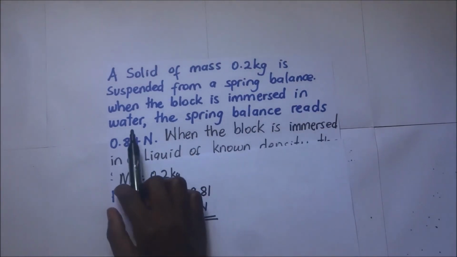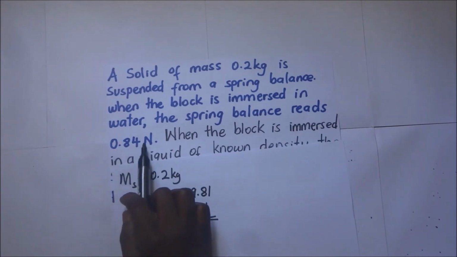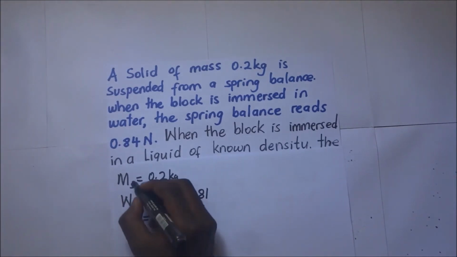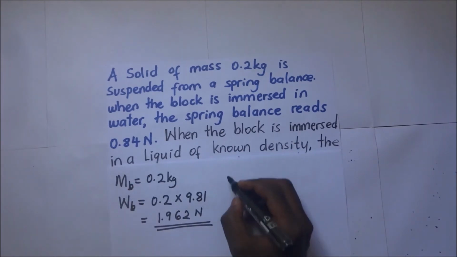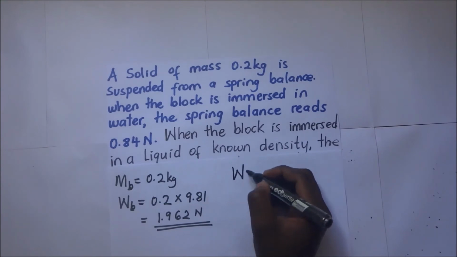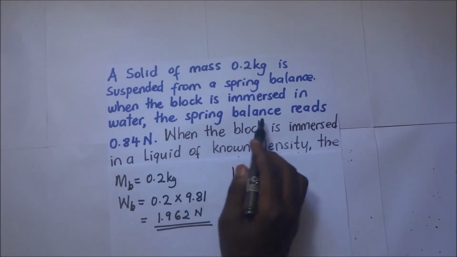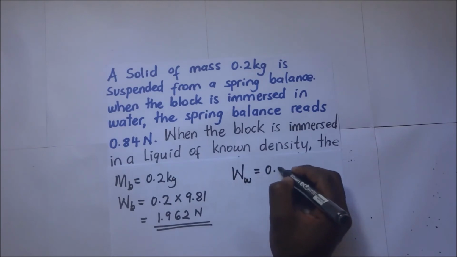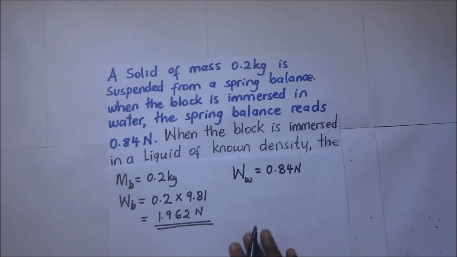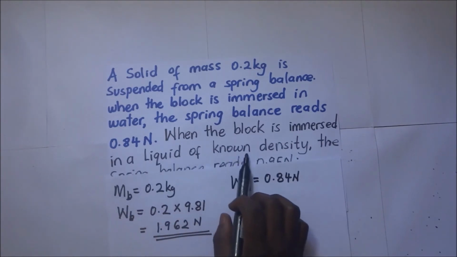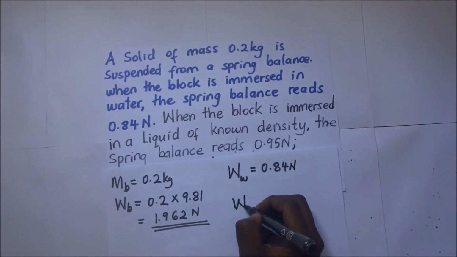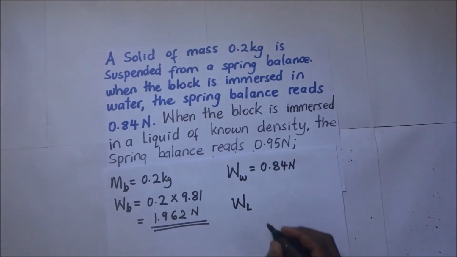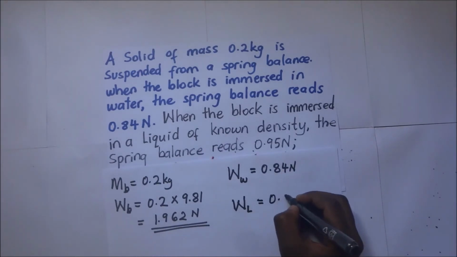So we continue. When the block is immersed in water, the spring balance reads 0.84 newtons. So the weight of this block when it is immersed in water, the question says, is 0.84 newtons. Now when the block is immersed in a liquid whose density is known, the spring balance reads 0.95. So the weight of this block when it's immersed in the liquid is 0.95 newtons.